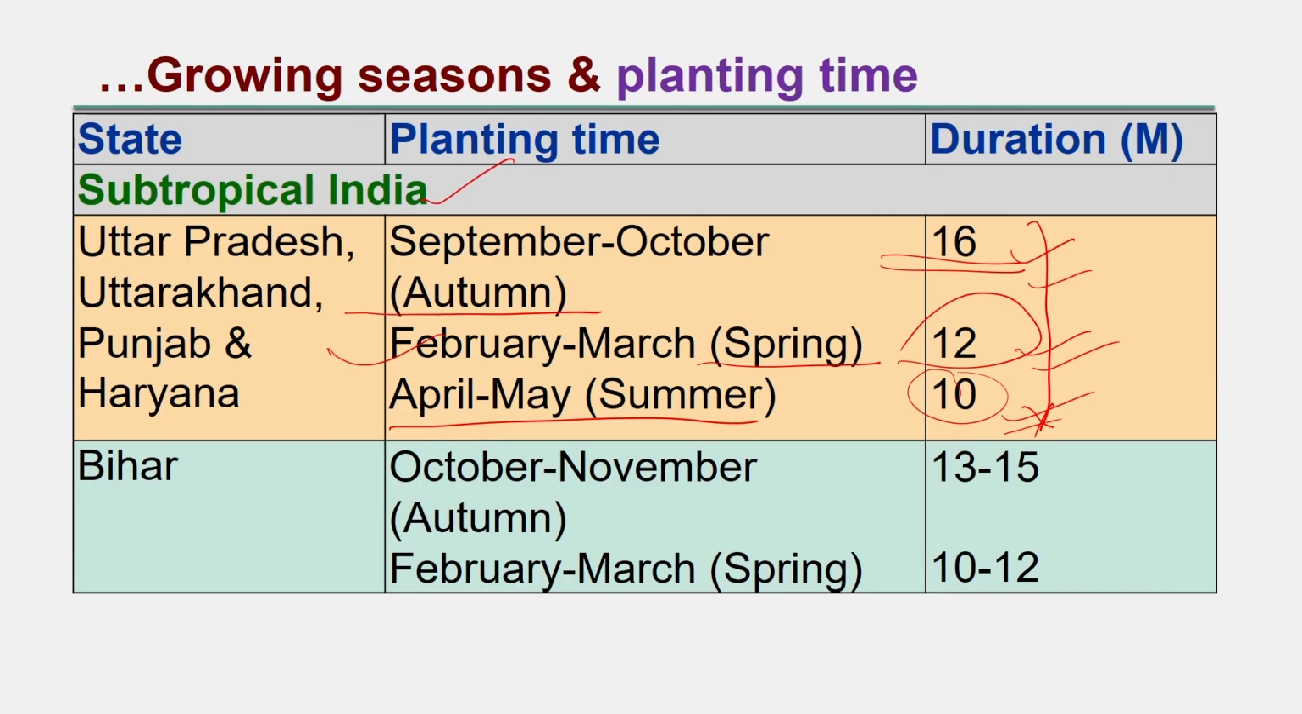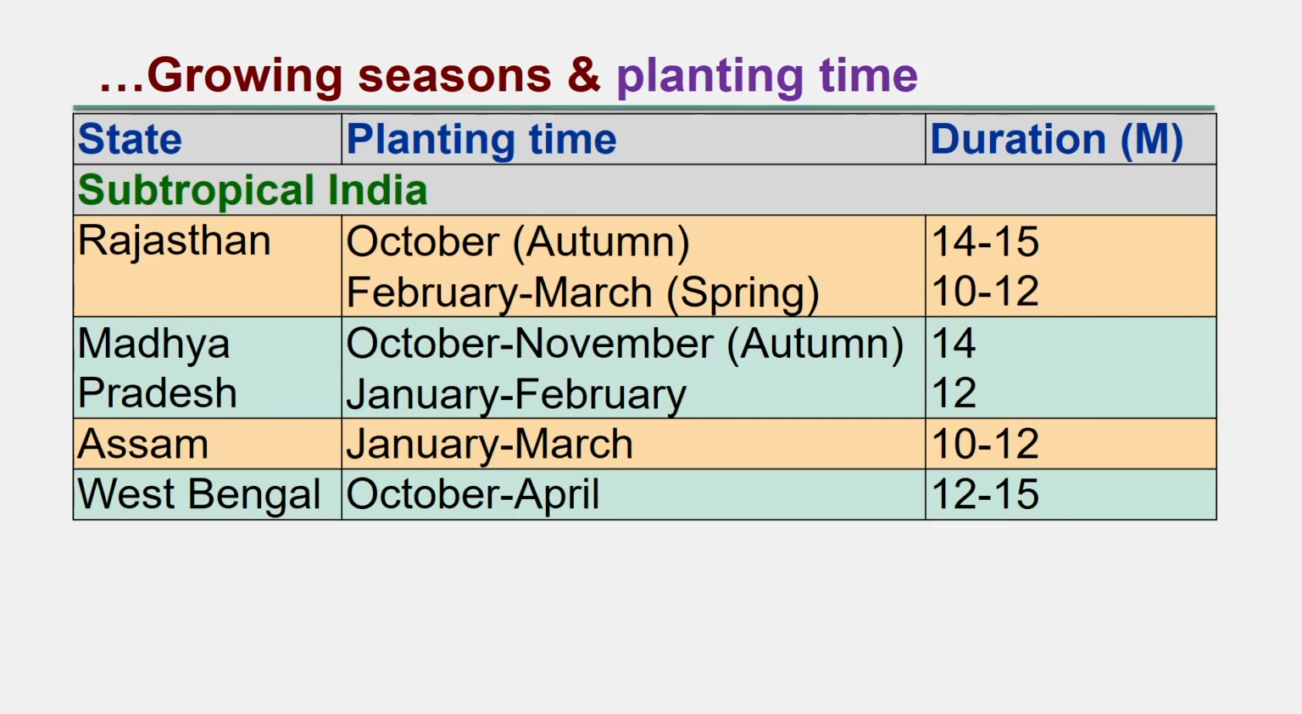Now see situation in Bihar. It is planted in October, November for autumn planting, and for spring planting it is February, March. So it takes about 13 to 15 months in autumn planting crop to mature, and in spring crop it takes about 10 to 12 months for maturity or ripening.